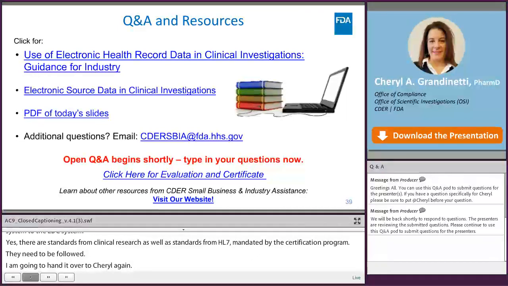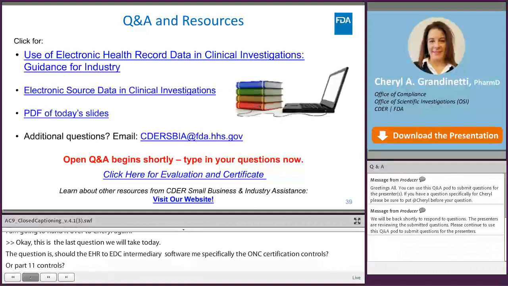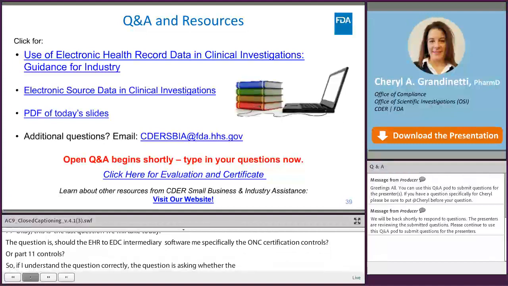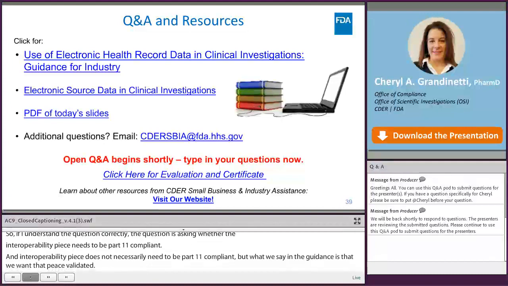So the question is, should the EHR to EDC intermediary software meet specifically the ONC certification controls or Part 11 controls? So if I understand the question correctly, I think the question is asking whether the interoperability piece needs to be Part 11 compliant. And the interoperability piece doesn't necessarily need to be Part 11 compliant, but what we say in the guidance is that we want that piece validated. So that's what we'll want to see on inspection, is the validation documentation that that piece was validated.